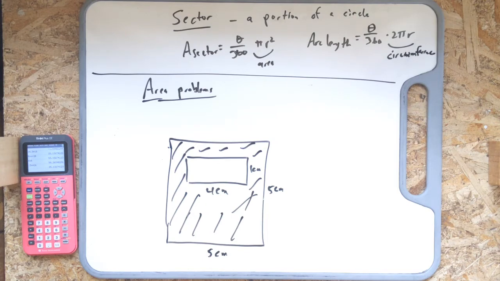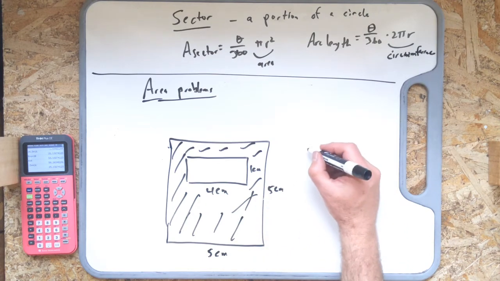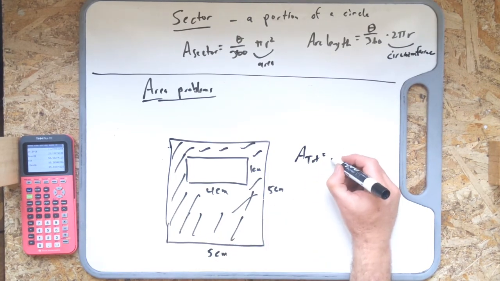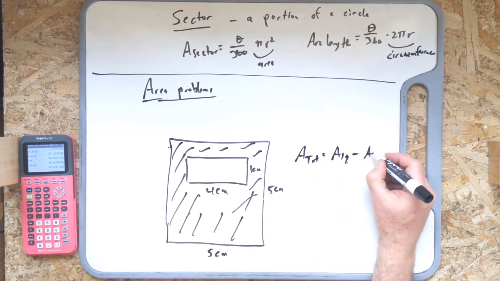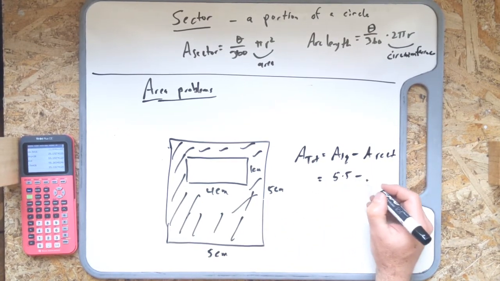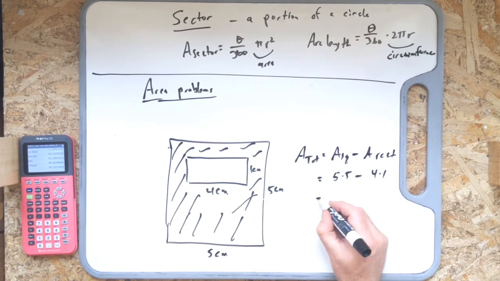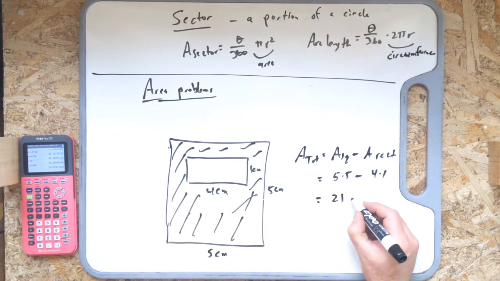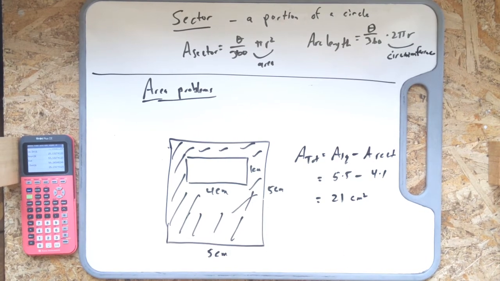Okay, if you're back, the area total will be the area of the square minus the area of the rectangle. Area of the square is 5 times 5. Area of the rectangle is 4 times 1. Don't need a calculator for this one. That's just 25 minus 4, or 21 square centimeters. And again, that's the subtraction method.